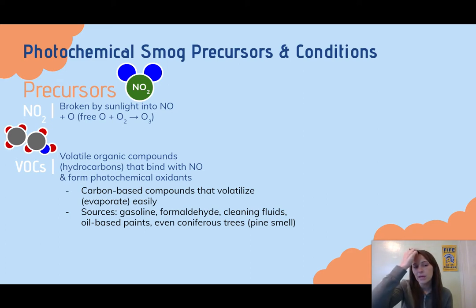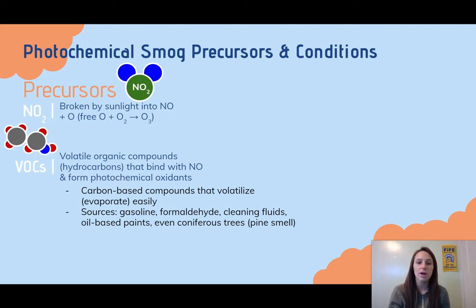And some of the basic tendencies of VOCs is that they're carbon-based compounds that volatilize, which means they evaporate easily. That's where the volatile comes from. An example you can think of is nail polish remover. If you've ever spilled nail polish remover, you know that it evaporates very quickly, and that's because it's a VOC. So that volatile aspect of it makes it evaporate really quickly.